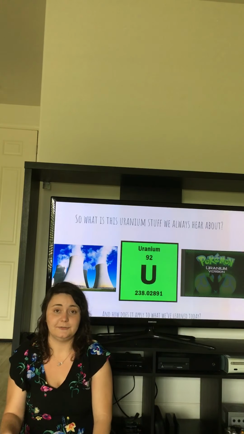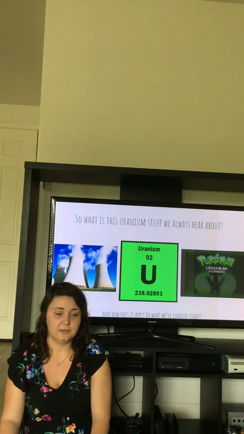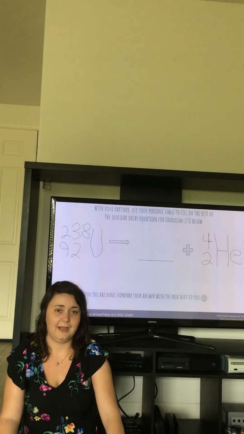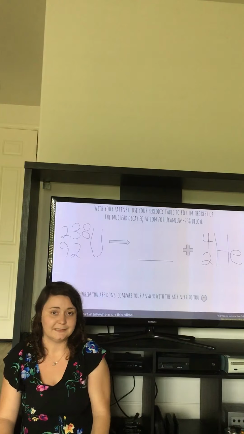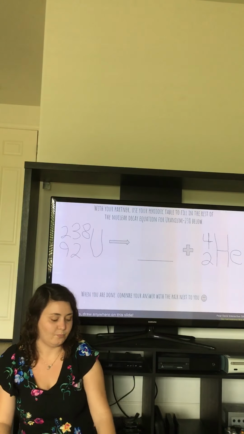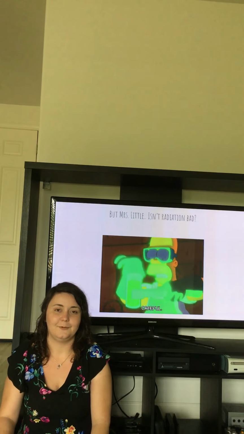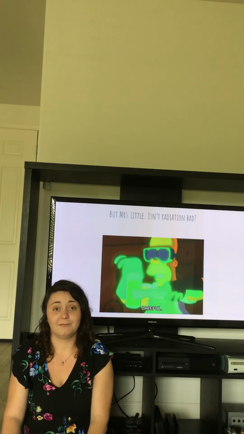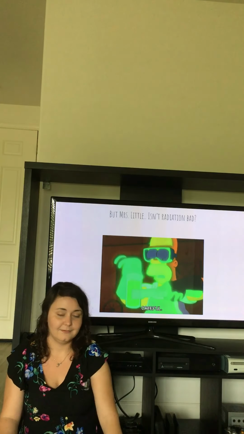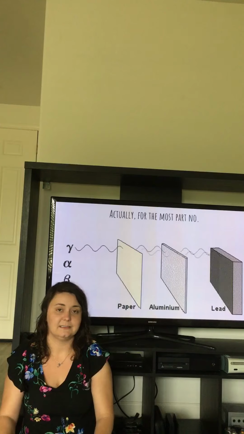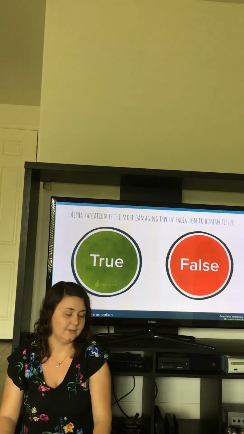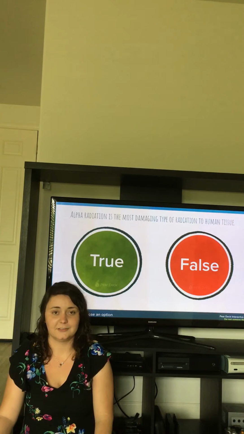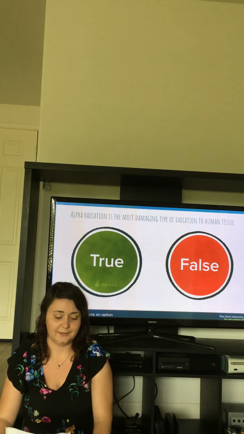Then getting into the uranium decay series, we'll talk about that, and then as pairs, I will have them complete this nuclear equation. And then we'll begin to discuss the potential harmful effects of radiation and of each type of radiation. Then this is just another true-false knowledge checkpoint.